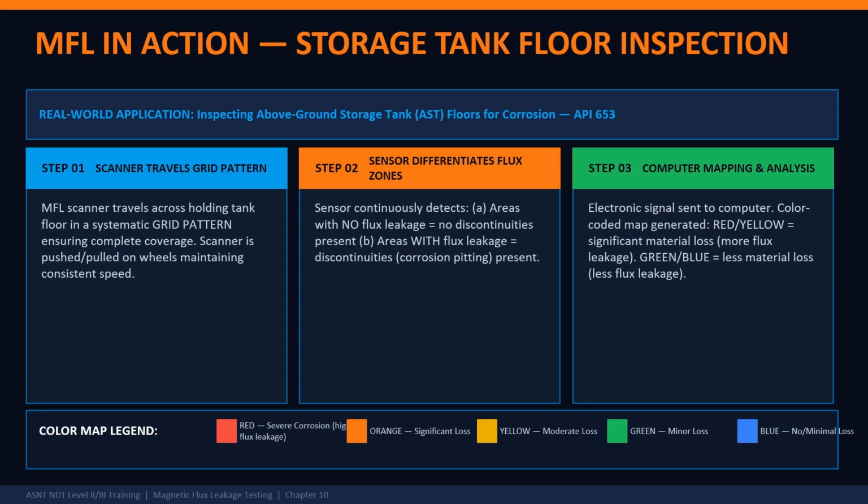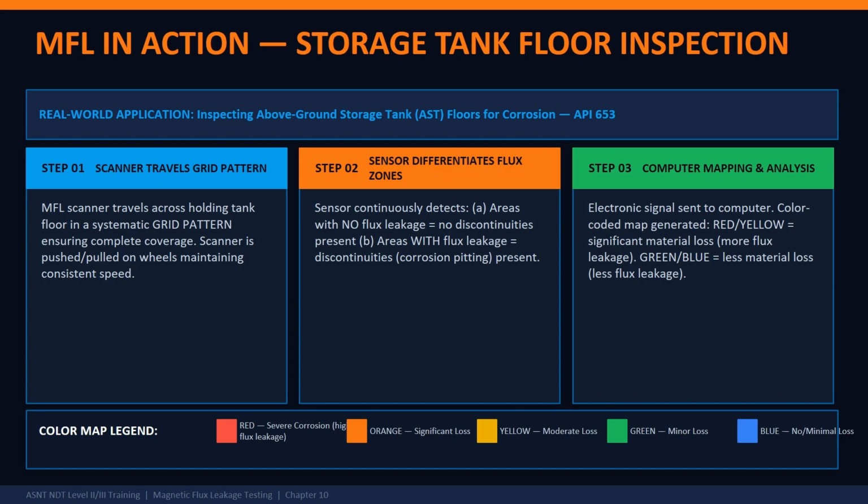Consider an above-ground storage tank inspected under American Petroleum Institute API 653. The tank floor suffers corrosion due to water ingress, soil moisture, sulfur contamination, and coating breakdown. Step 1. The scanner moves in a grid pattern. Why a grid? Coverage. Missing even one strip could miss critical corrosion.